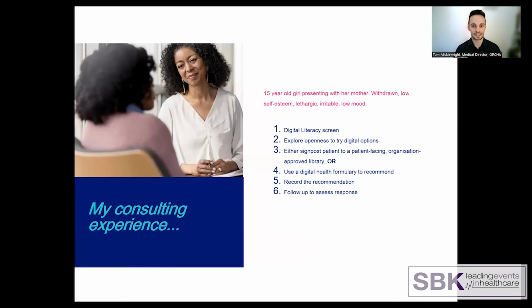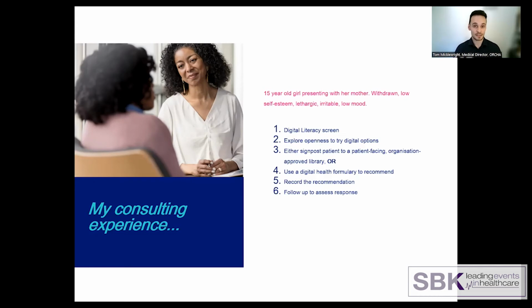I want to just end with an example of how I usually manage this in practice. A couple of months ago, I saw a 15-year-old girl who was presenting with hallmarks of depression or low mood, withdrawn, low self-esteem, very tired, quite irritable at home. And I thought, actually, I could refer to CAMHS potentially, but there's a huge waiting list. The school counsellor hasn't been that helpful. So I thought, actually, in the first instance, trying a health app, and there's a number out there that are very effective for young people, might be a useful solution.